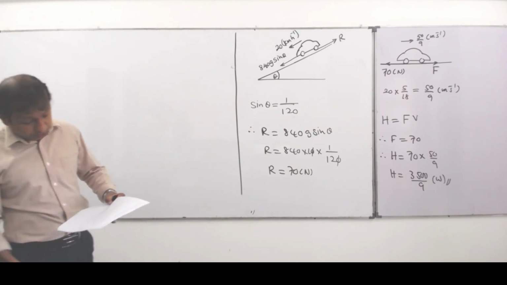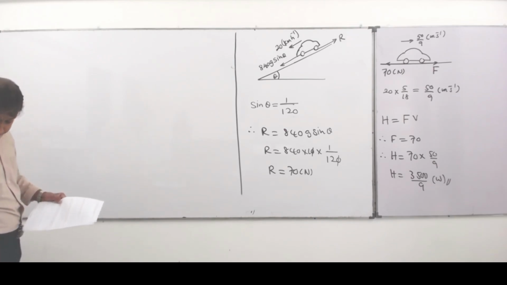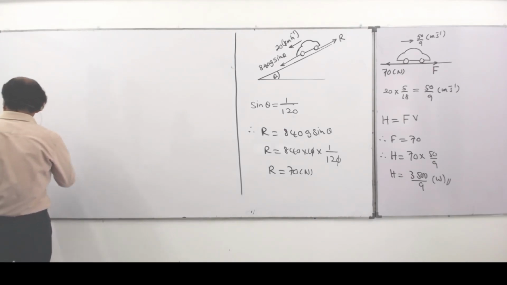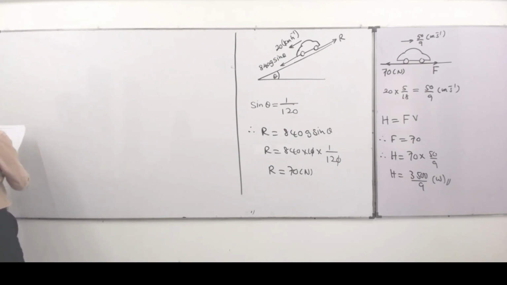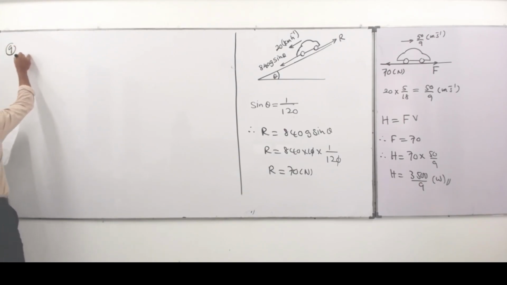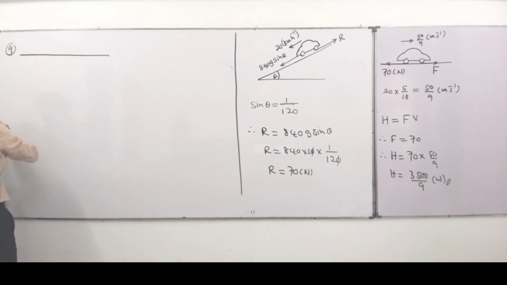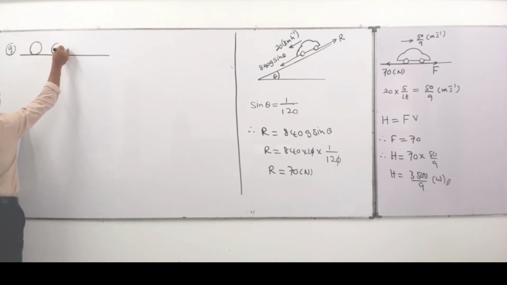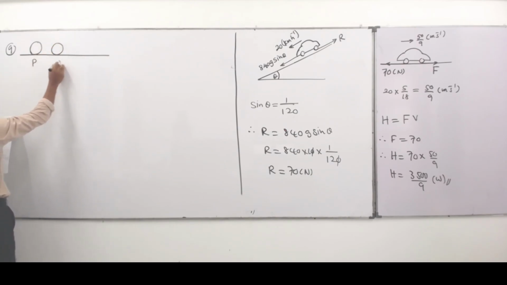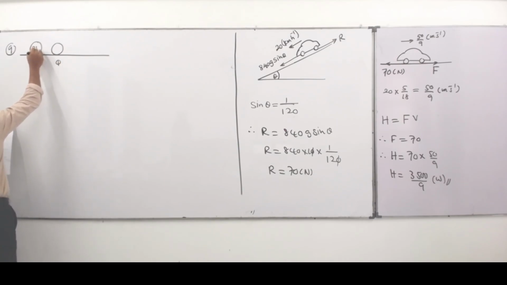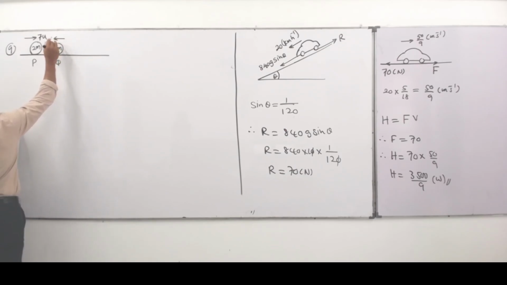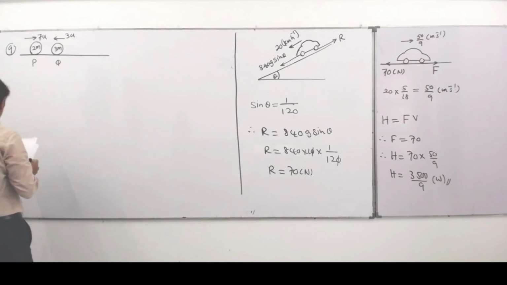Right. You are given question number 9. Two smooth spheres P and Q, of masses 2m and 3m, are moving towards each other with velocities 7u and 3u.